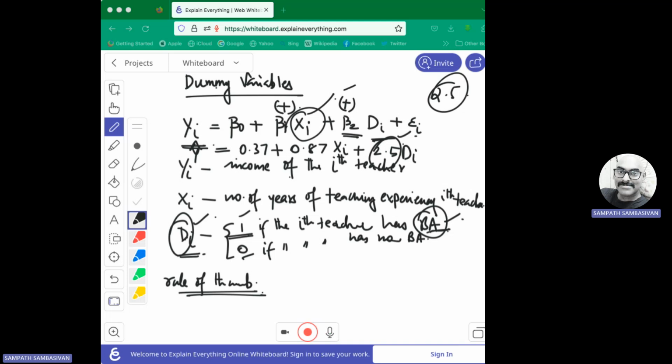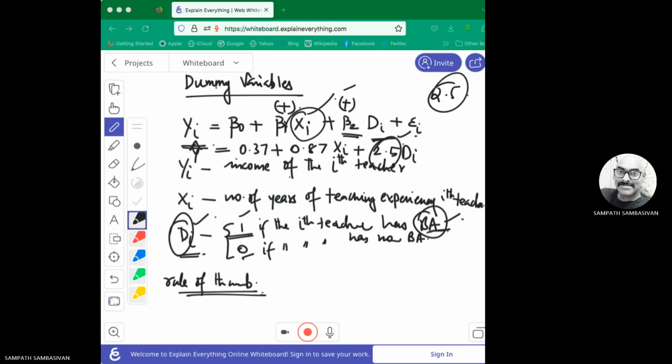Hello everyone, we are continuing with the second video related to dummy variables. And here, as you can see on the whiteboard, I have written down an econometric model. What this model tries to capture is basically an illustration of a dummy variable.